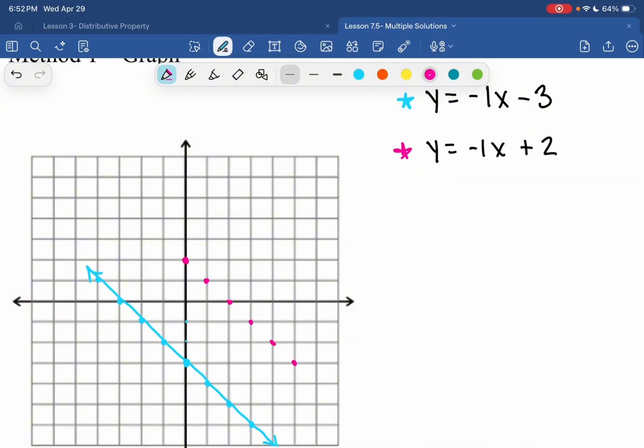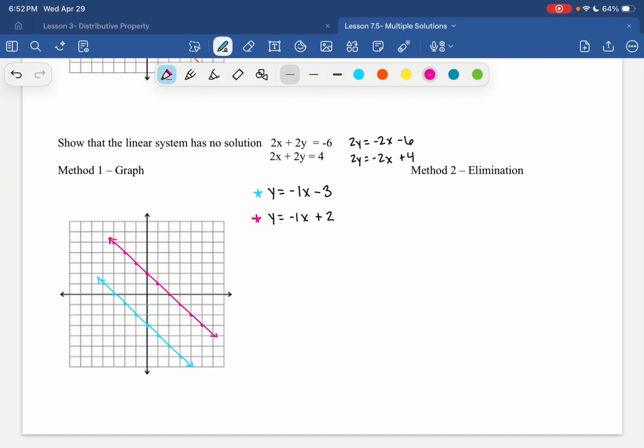And then I'm going to do the inverse, so I'm going to go up 1 and to the left 1. And then we draw our line. Now, again, our lines are parallel, so they do not intercept, and there is no solution.